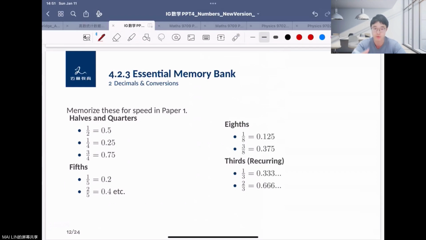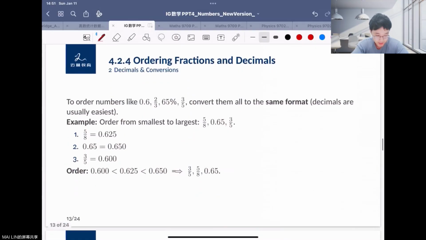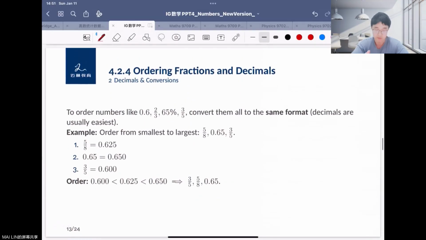And also we have fifths, eighths, and thirds. They are very interesting, but you can find thirds are very different from 1 over 2, or 1 over 5, or 1 over 8. You'll find that they are recurring decimals after the 0, because 1/3 is 0.333 recurring and 2 over 3 is 0.6 recurring. There are also some very interesting problems in IGCSE past papers.